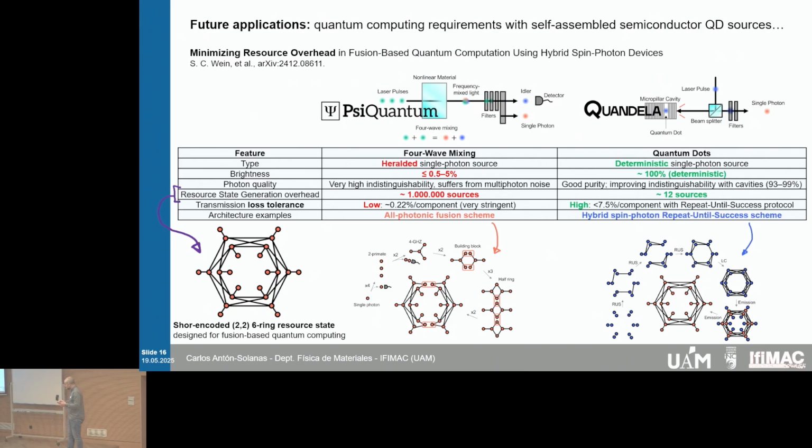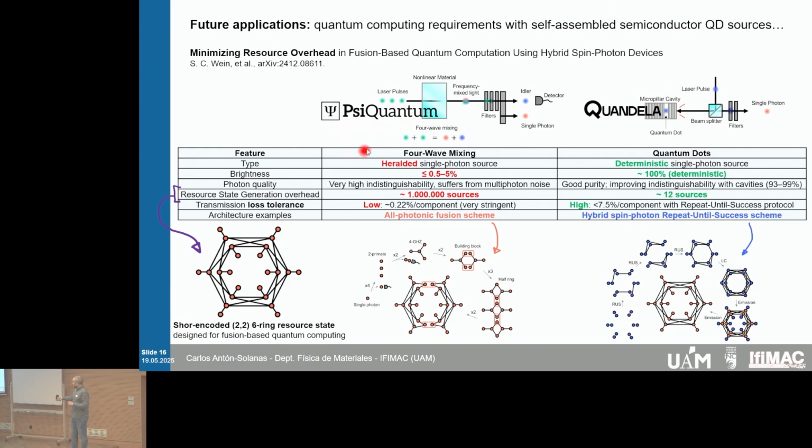silicon circuits. So what is very interesting about this paper is that they are considering as a resource state for their quantum computing scheme this 6-ring state, which is composed of 24 photons, okay? And they consider from a theoretical standpoint what would be required with quantum dots and what would be required with four-wave mixing in order to get there.